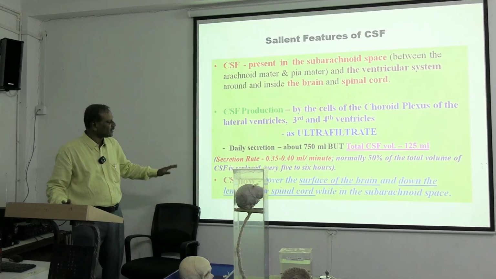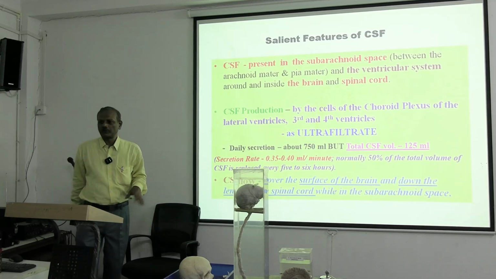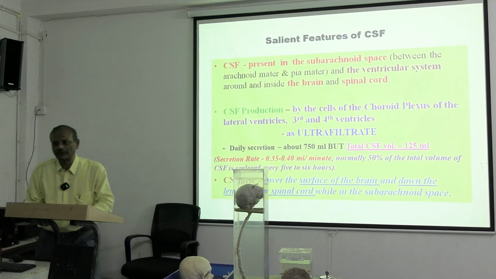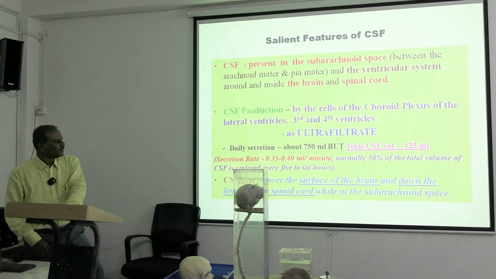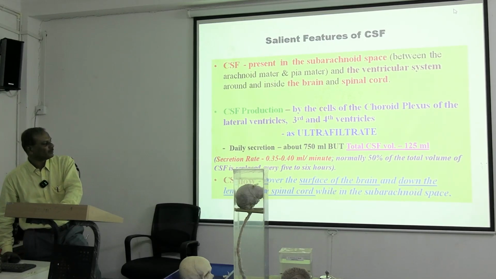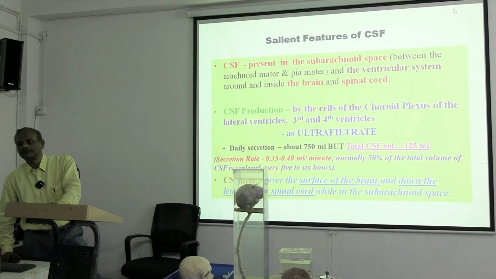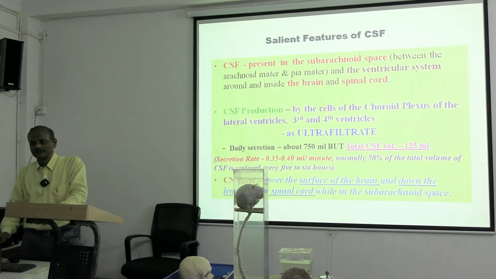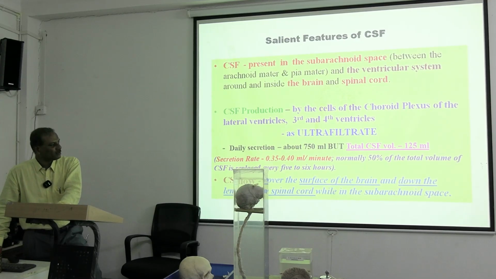So CSF production rate is on average less than 0.5 ml per minute. You remember 0.3 to 0.4 ml normally. And 50% of the total CSF is replaced every 5 to 6 hours. That means 100% is replaced by 12 hours. There is continuous production, just like urine production, and there is also continuous reabsorption. So you have to remember these figures a little bit.